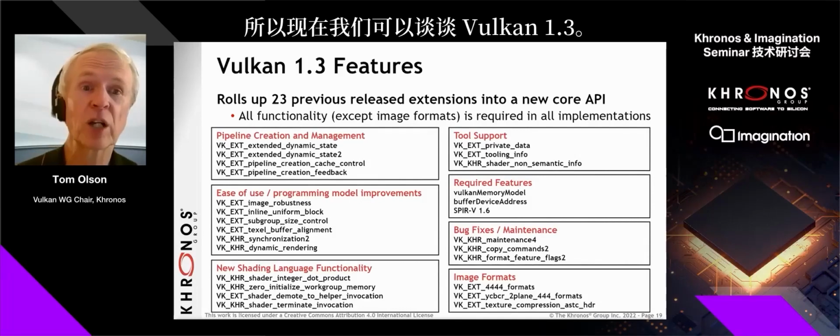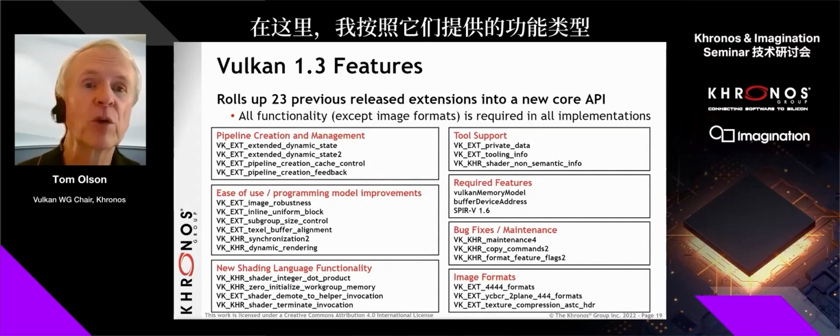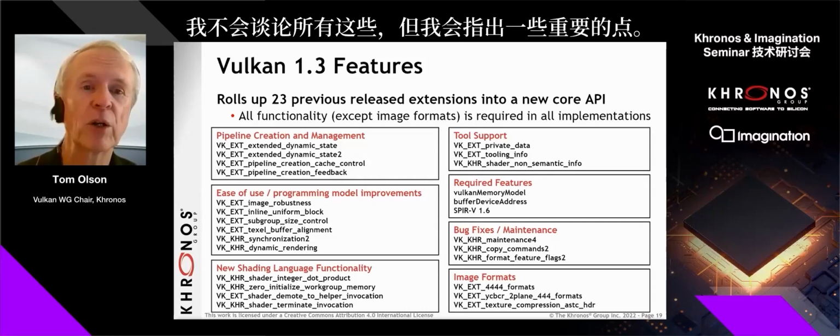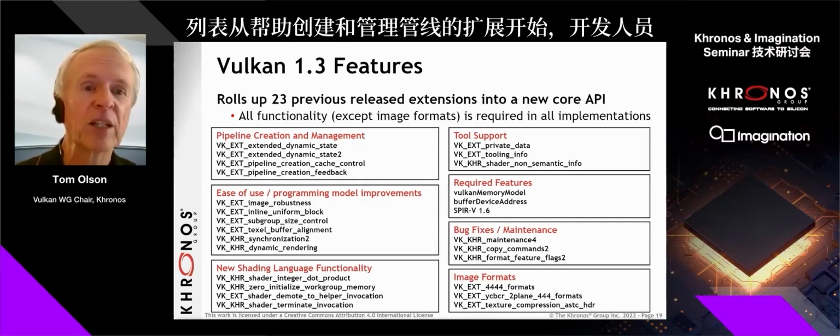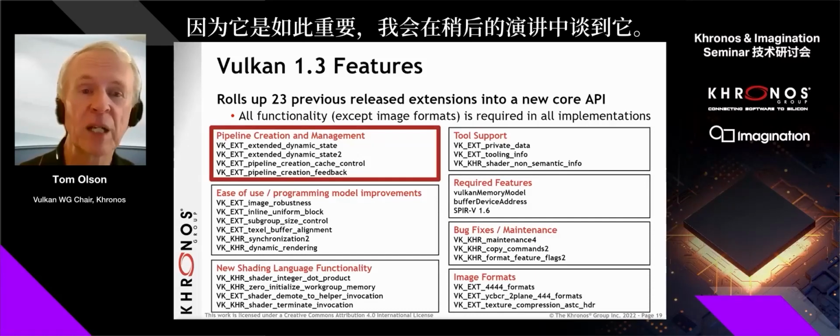So now we can talk about Vulkan 1.3. It promotes 23 extensions to core. Here I've grouped them by the kind of functionality they provide. I won't talk about all of them, but I'll point out a few highlights. The list starts with extensions to help pipeline creation and management, which developers tell us is a huge problem. Because it's so important, I'll come back to it later in the talk.